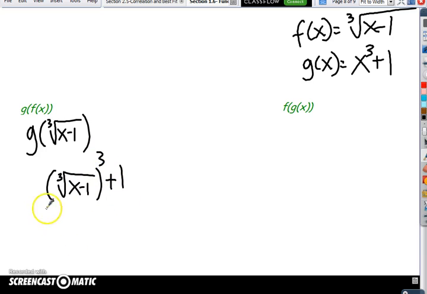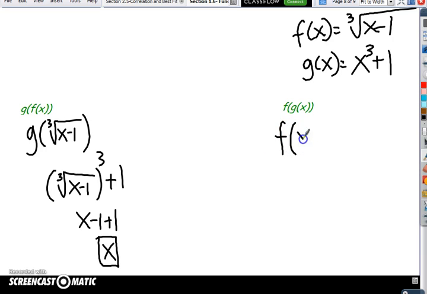Well, look what happens. I cube a cube root. It's like undoing it, and the gooey nougaty center right there falls out. Minus 1 plus 1. Well, it's just x. That's pretty neat. Nice, simple. X marks the spot. Get it? Anybody? No? Okay, cool.